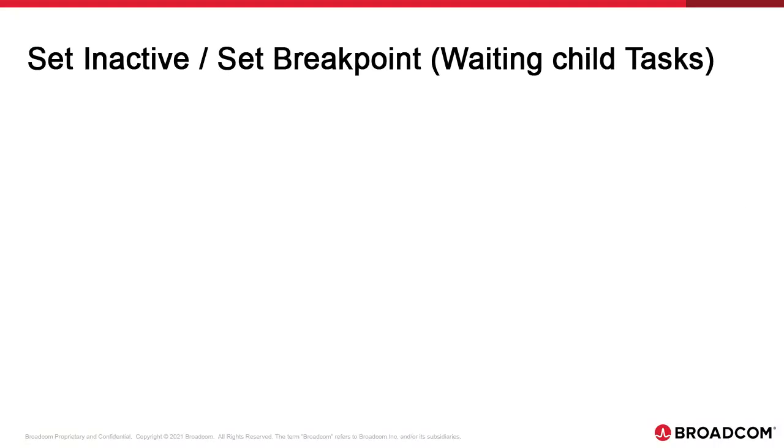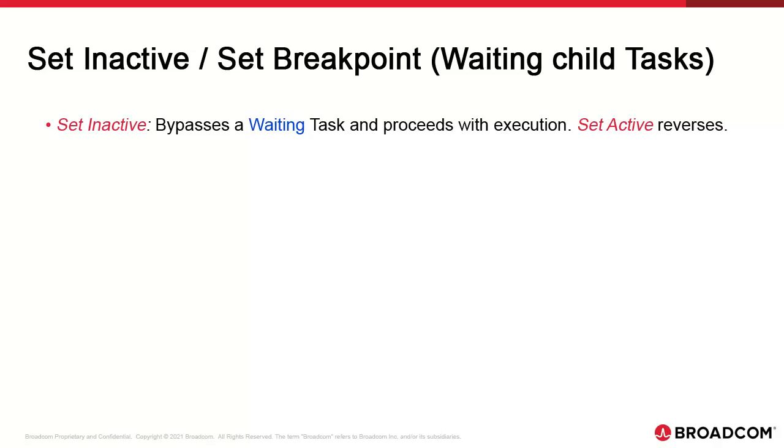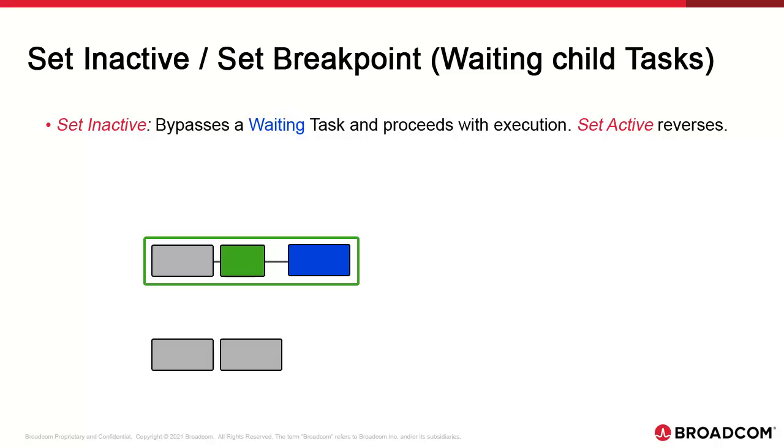We're still on the topic of waiting statuses. We have two actions which can be used in similar circumstances, although they do different things. The first is the set inactive action. It deactivates a child task with the waiting status, which bypasses the task and allows the parent to proceed with the execution. Set active reverses the action.